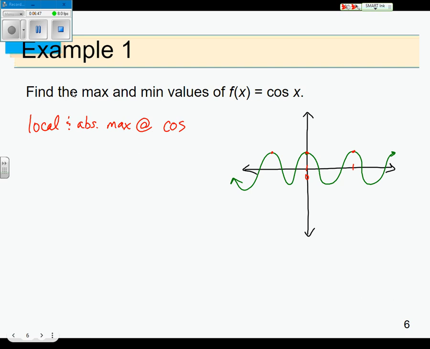I completed a full cycle. This is going to be 2 pi. Complete a full cycle. It's going to be 4 pi. So every even multiple of pi. So cosine of 2n pi. And tell me what the value is. The value is going to be how tall these little hills are. Well, each of the little hills come up to 1.